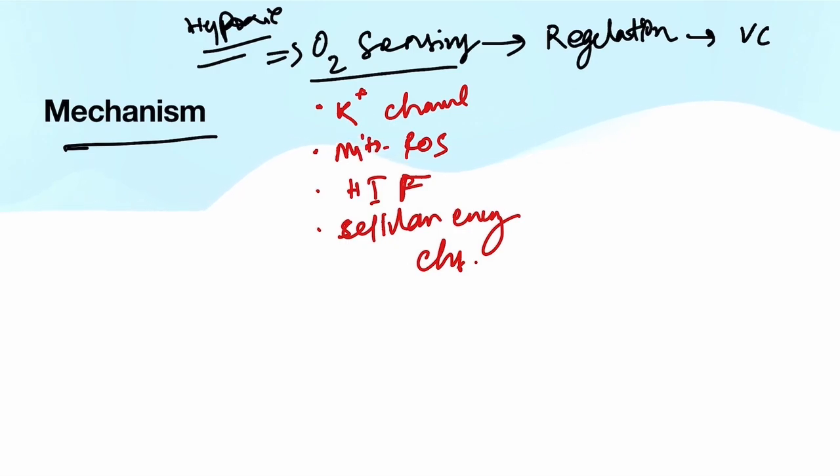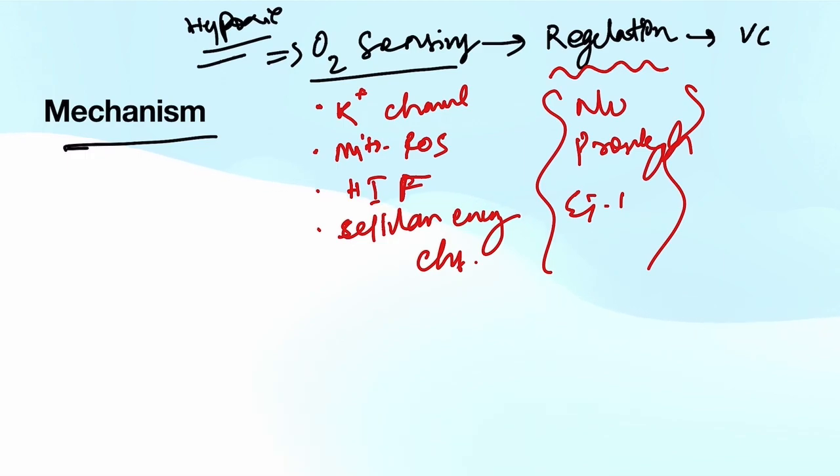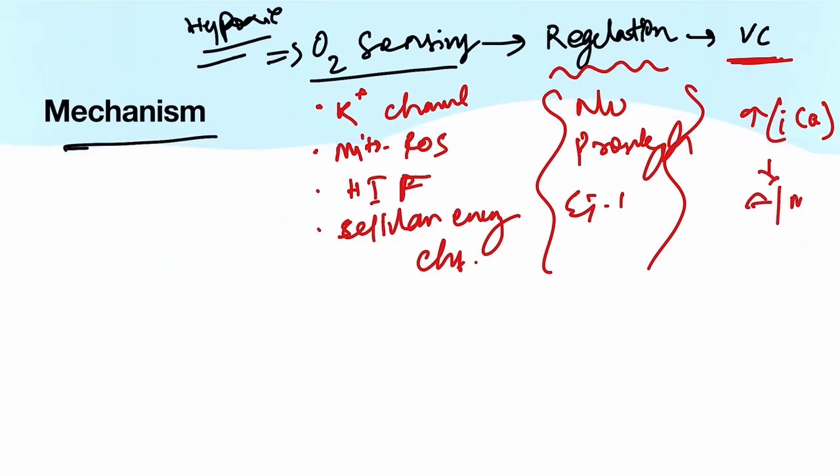And this oxygen sensing mechanism finally leads to some regulatory molecules. Those are nitric oxide, prostacyclin, and endothelins. And you must have known the potential therapeutic agents acting as an agonist or antagonist on these kinds of receptors, and which ultimately leads to vasoconstriction, simply rise in intracellular calcium and actin myosin bridging mechanism, nothing more than that, right?